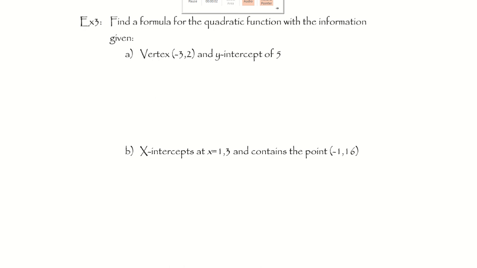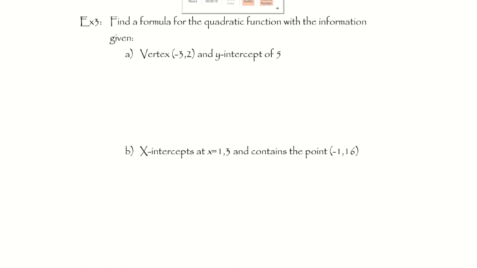Welcome back. This is part 2 of our quadratic functions notes. In these notes, we're going to talk about how to write an equation of a quadratic function, so finding a formula for a quadratic function from given information.